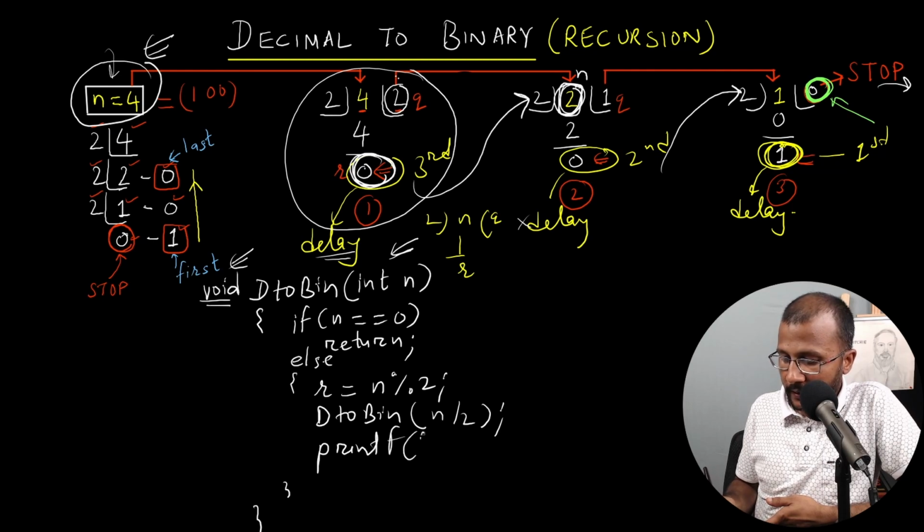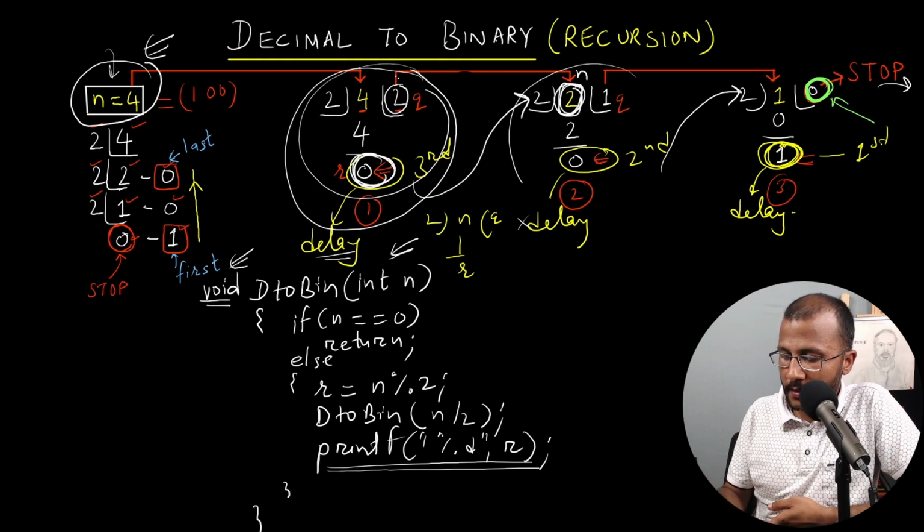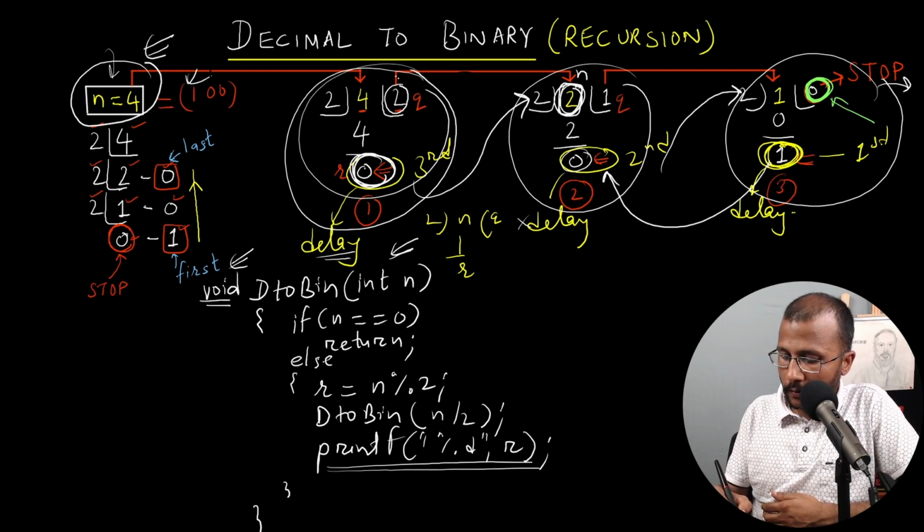Only then will I print the remainder. I've already stored the remainder in the variable r, so I'll just write printf %d r. This is delayed. It will be displayed only after all the instances of decimal to binary conversion are called. Once this is done, it will print the remainder and trace back. So it will print 1 and trace back. So 1 is displayed first. It will print 0 and trace back. It will print 0 and trace back, or go back to the main function. So this is briefly how it works.